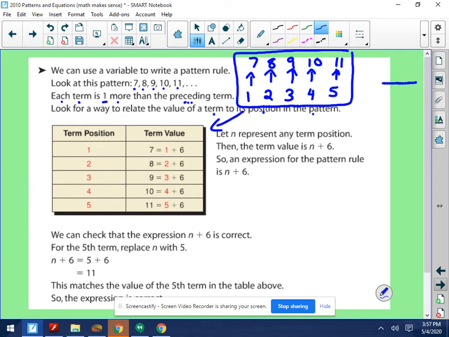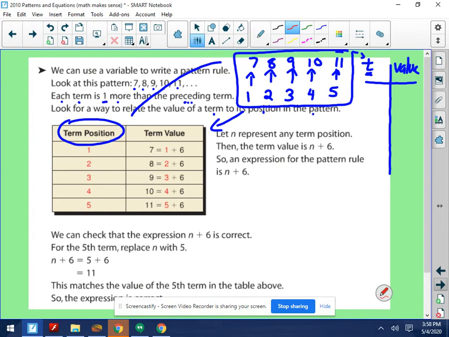What they do is they can say, okay, I'll just build t-tables here. They can say term position. I'll just call this term position here, I'm just calling it t. And then value. So term position and value. The first term, the value is 7 up here. The second term, its value is 8. The third term, its value is 9. The fourth term, its value is 10. And the fifth term, its value is 11. So that's how we can take this row of numbers and turn them into a t-table.